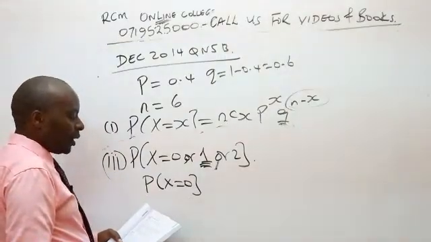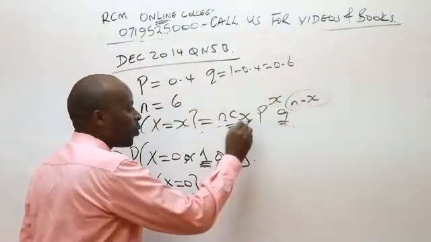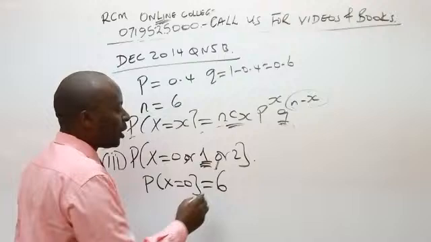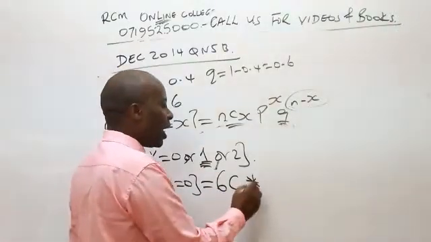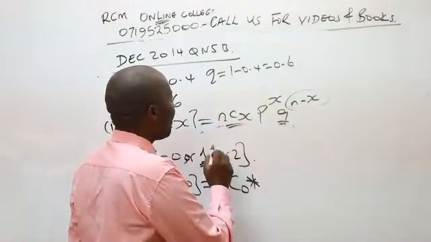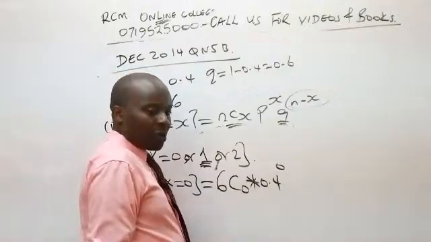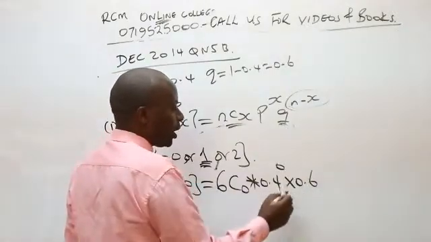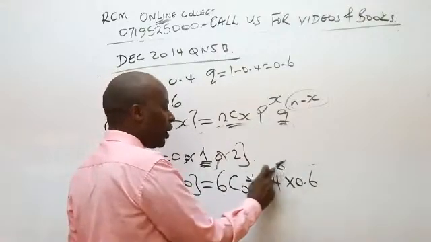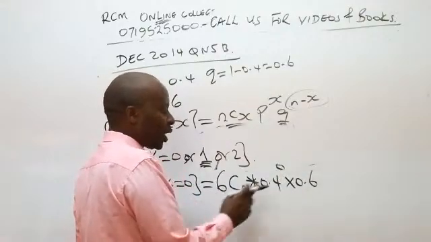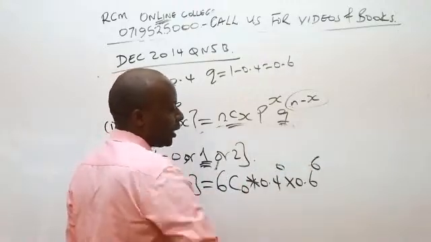Right? So in this case, probability of X equals 0. Then we have 6 combinations X, which is 0, and then we have P, which happens to be 0.4 raised to X, which is 0, times 0.6 raised to the balancing power. We know that the two powers must always add up to N, so the balancing power is N minus X. The balancing power here will automatically be 6.